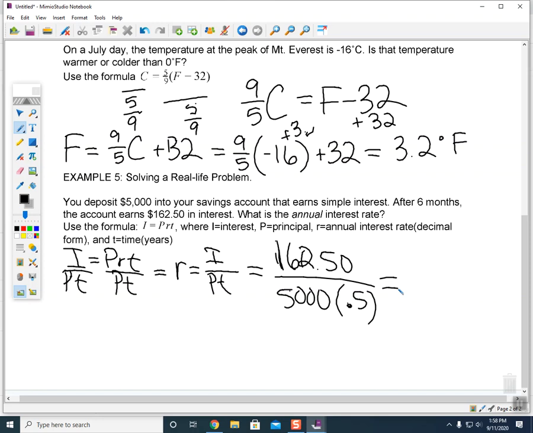What'd you get? Anyone? Lydia, what'd you get? I got 6.5. Okay, you should have gotten 0.065. You must have typed in some extra zeros. So this is my annual interest rate in decimal form. What would it be as a percent? 6.5%. So I would have a 6.5% interest rate, which you never will have.